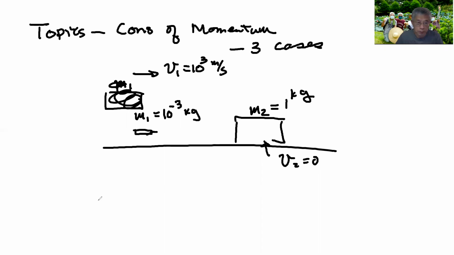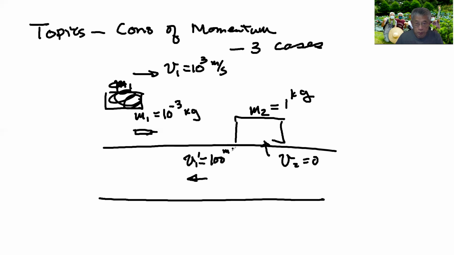So one is that this bullet comes back, and so V1 prime is equal to, say, 100 meter per second. You know what? I'm going to change my mind. I'm going to say this one actually comes back and it's equal to 10 to the 3 going this way. The bullet comes back and travels back this way after the collision. So V1 prime is coming back this way.